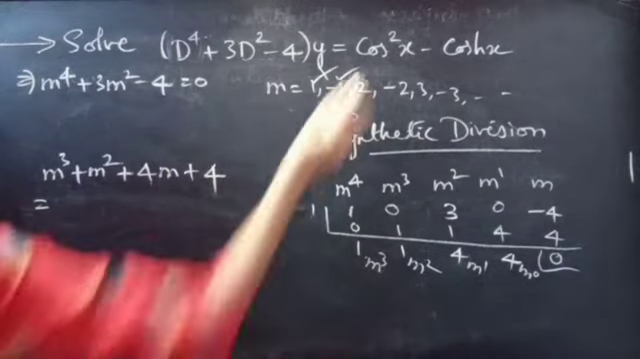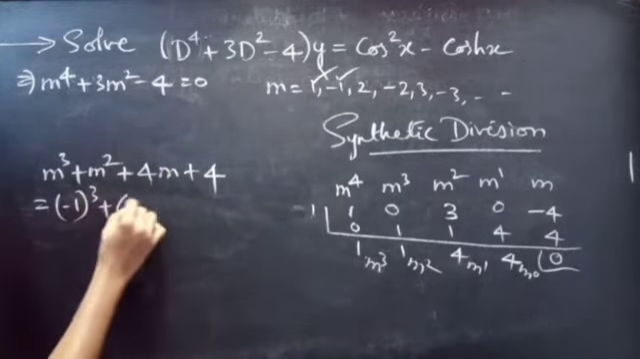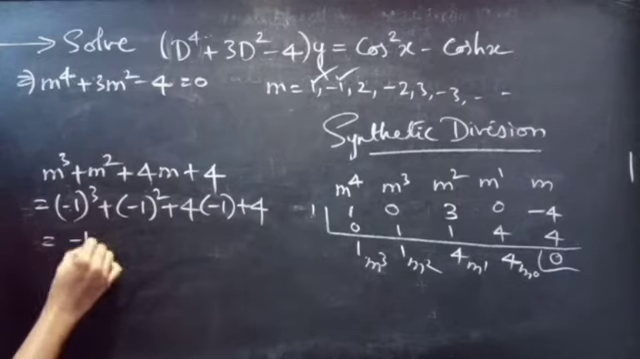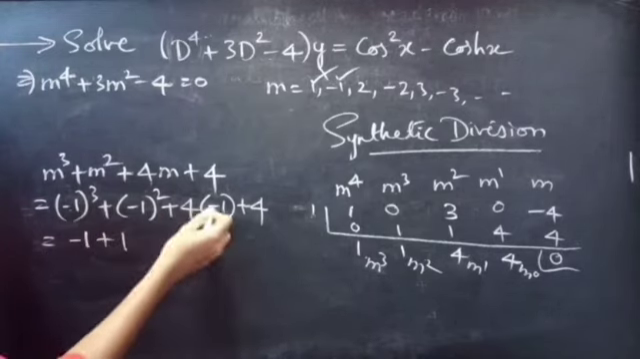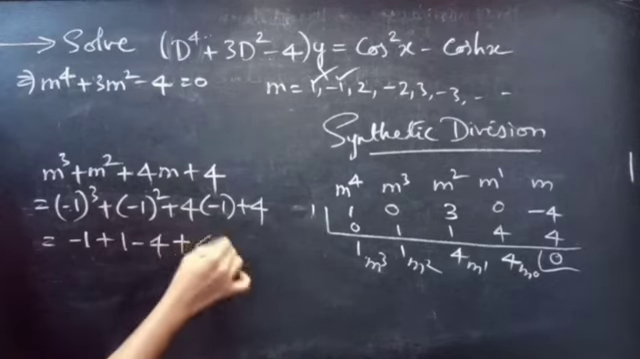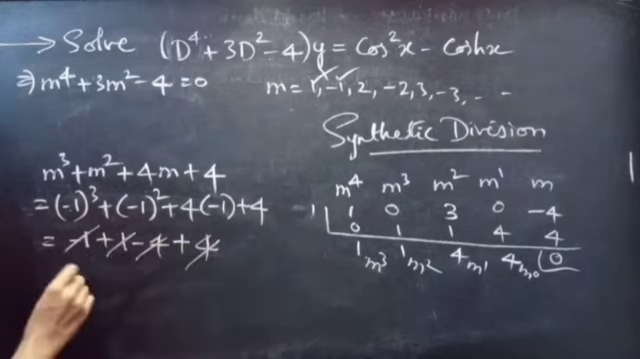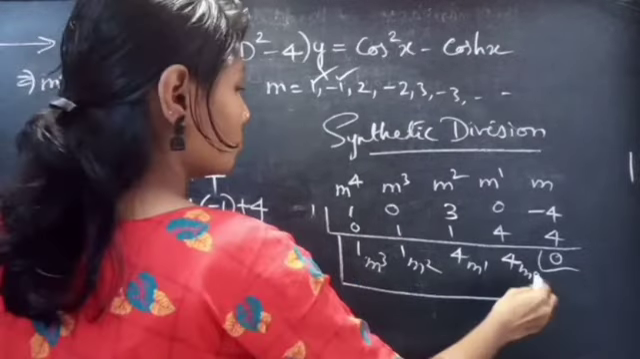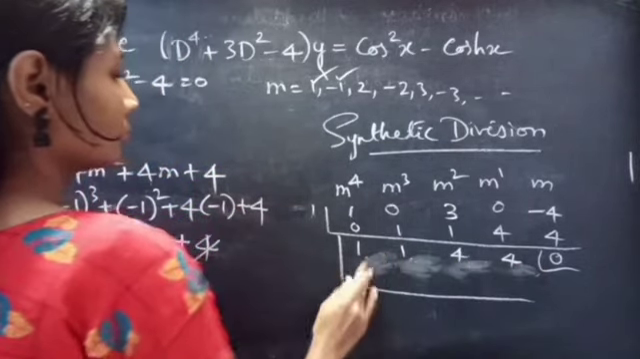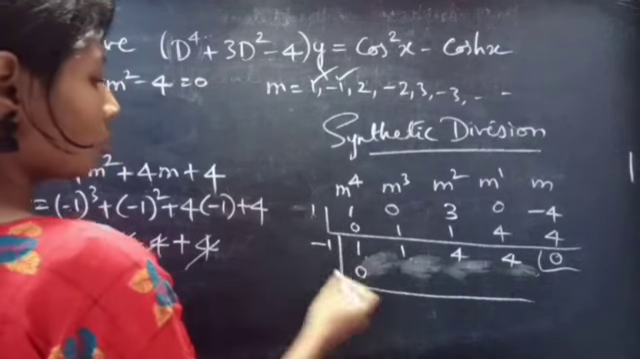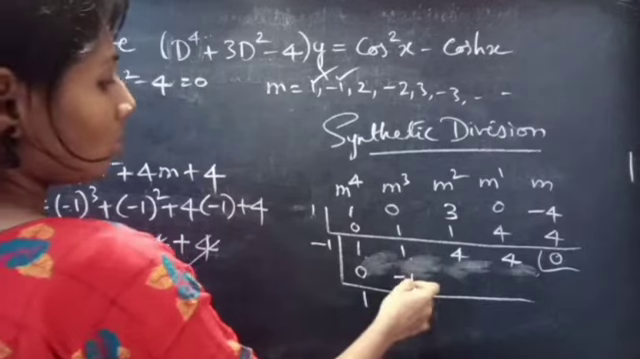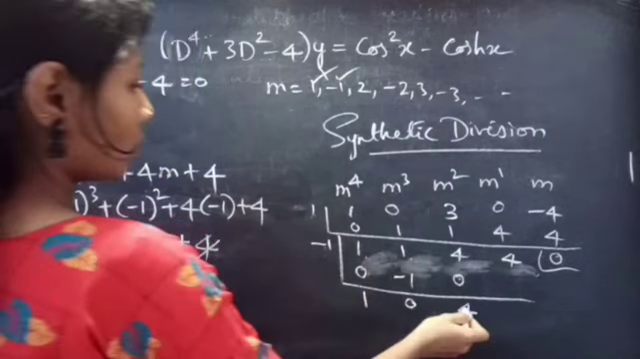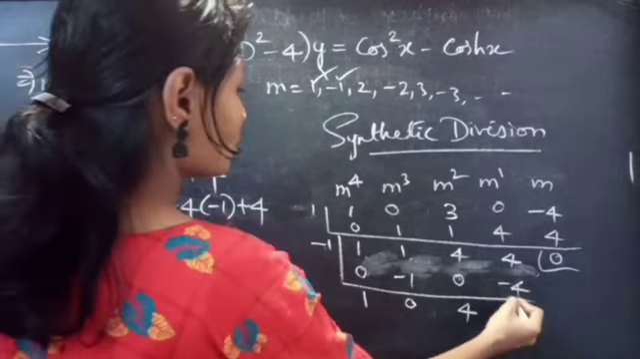So let's try for m = -1. (-1)^3 is -1, plus (-1)^2 is 1, plus 4 into -1 is -4, plus 4. -4 plus 4 gets cancelled, -1 plus 1 gets cancelled, equals 0. So m = -1 satisfies this polynomial. Now let's take for -1. 1 plus 0, 1. -1 into 1, -1. 1 plus -1 is 0. -1 into 0, 0. 4 plus 0, 4. -1 into 4 is -4. Plus 4 minus 4 is 0.